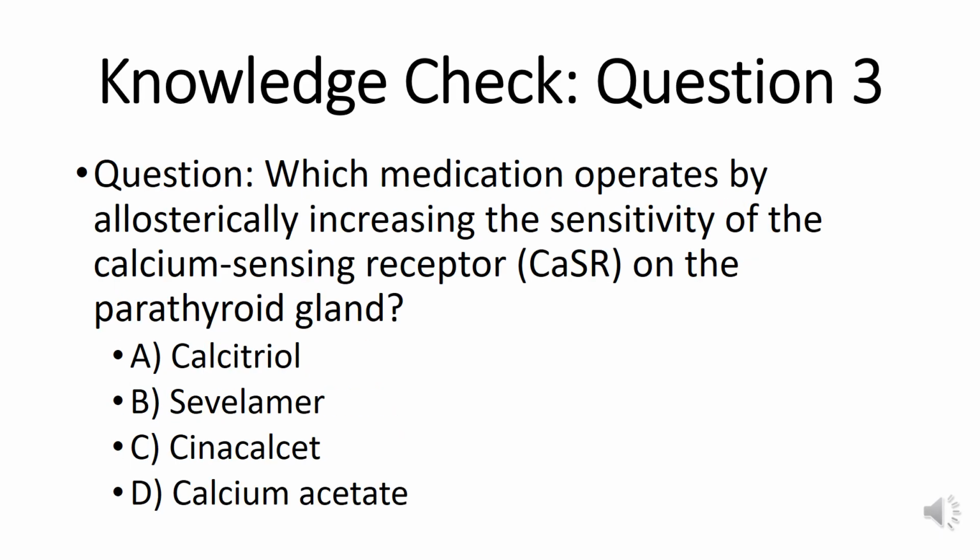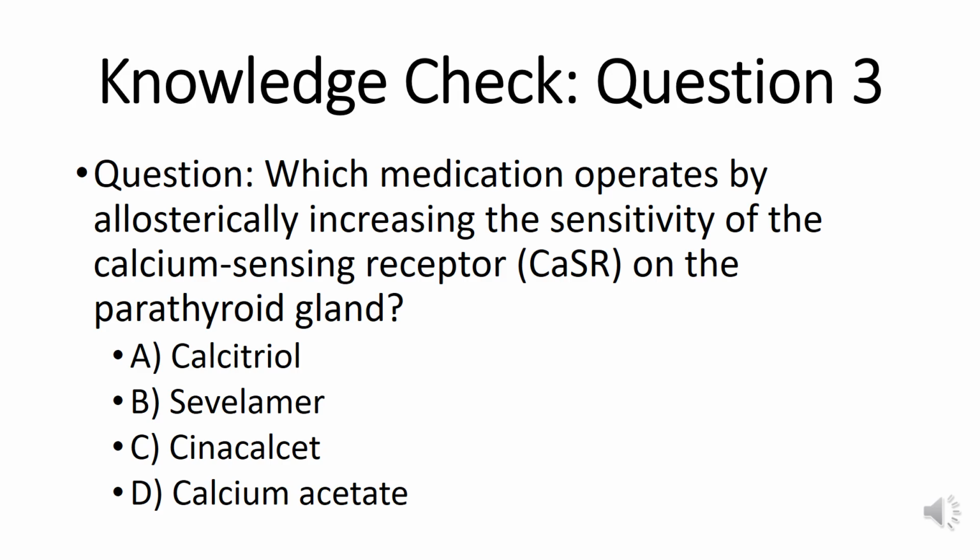Here is another important knowledge check from chronic kidney disease pharmacotherapy. The question asks which medication works by allosterically increasing the sensitivity of the calcium sensing receptor, or CASR, on the parathyroid gland. The correct answer is C, cinacalcet. Cinacalcet belongs to a class of drugs known as calcimimetics. These agents do not supply calcium directly. Instead, they make the parathyroid gland more sensitive to the calcium already present in the bloodstream.